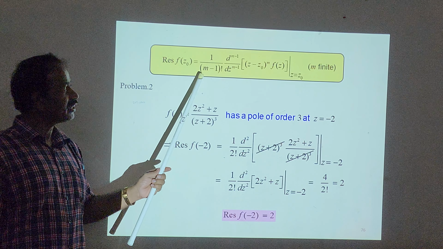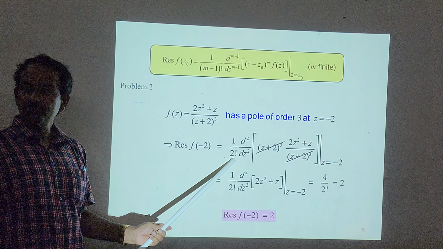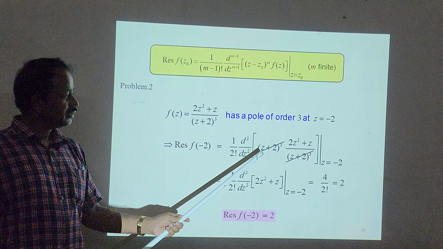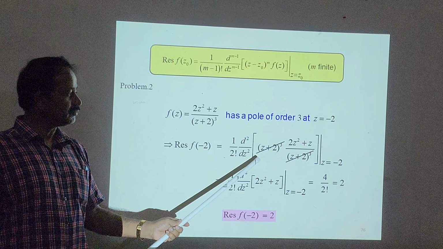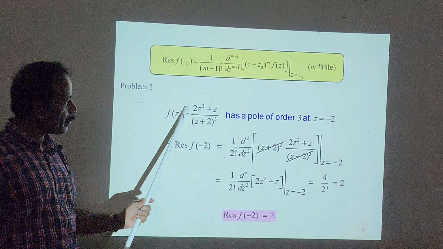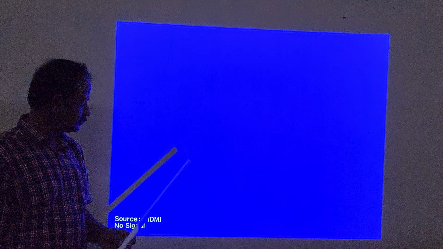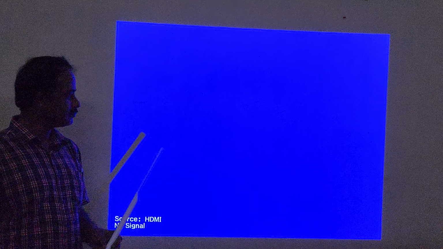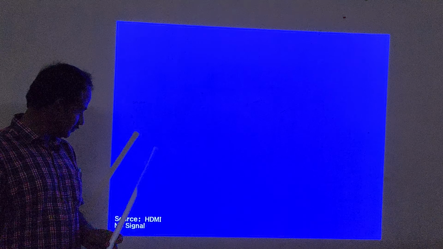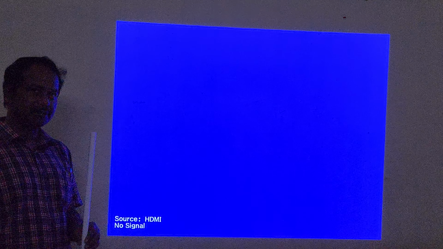So we have 1 divided by m minus 1 factorial. m stands for order. 3 minus 1, which is nothing but 2 factorial. And your d squared by dz squared of z minus z naught, which is nothing but z plus 2 whole cube, times your f of z. F of z is given as this one. Now you just cancel the similar terms.